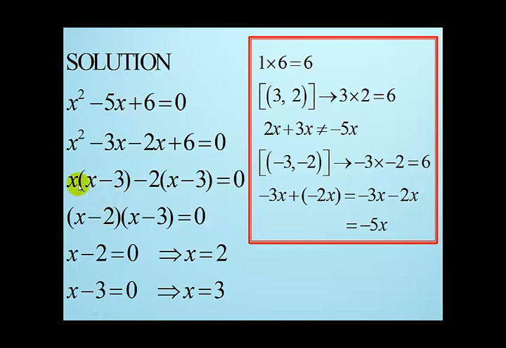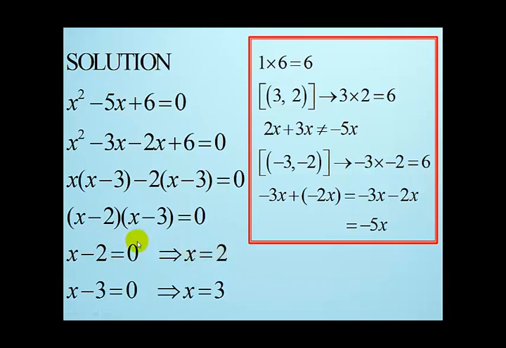So we have (x - 2) in one bracket, then (x - 3) also in one bracket, all equal to 0. Now this (x - 2)(x - 3) = 0 means that x - 2 is equal to 0. When x - 2 is equal to 0, solving for x, minus 2 on the left hand side becomes plus 2 on the right hand side. That means that the value of x is equal to 2.